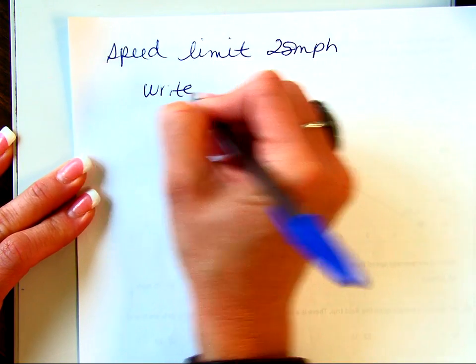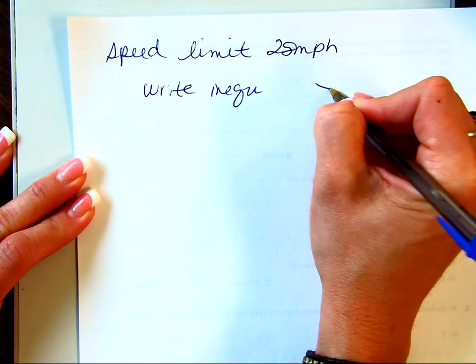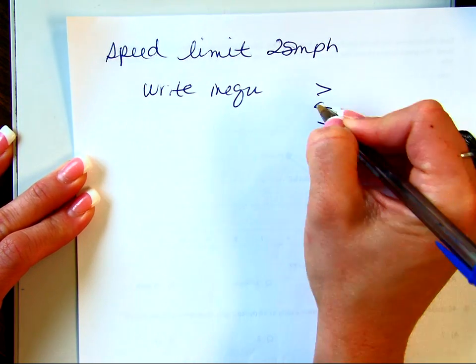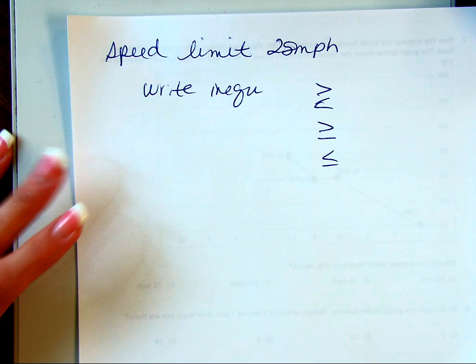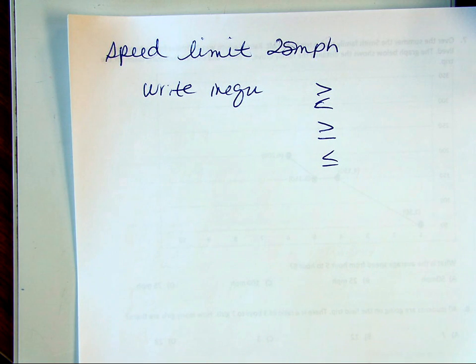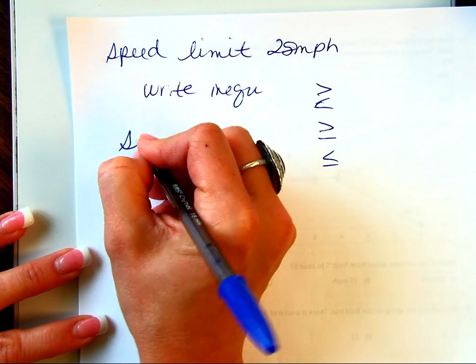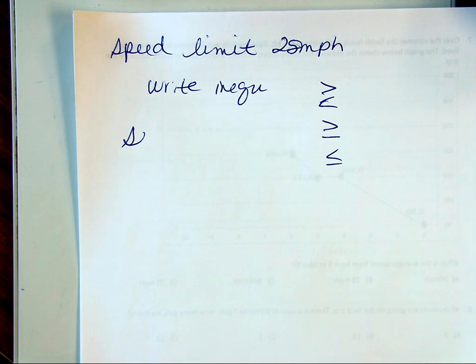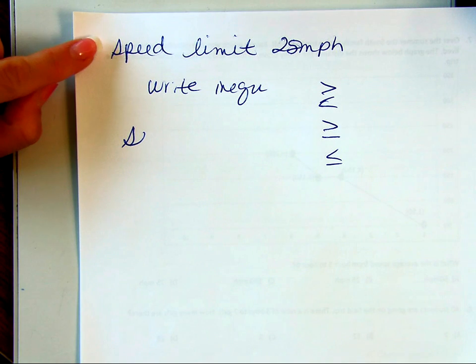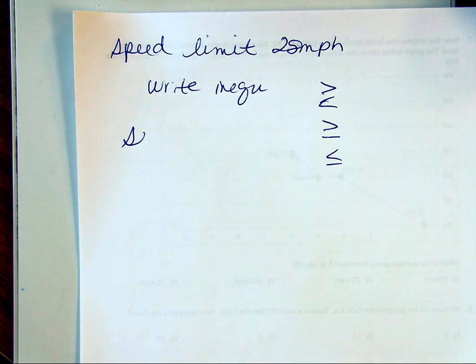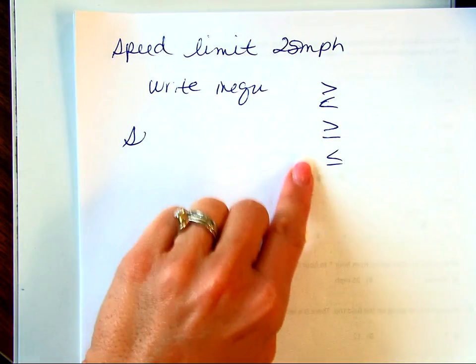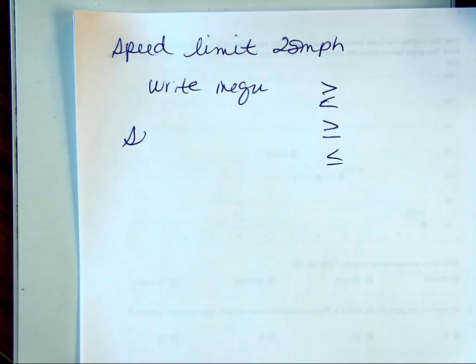Write an inequality, meaning using one of these symbols to show that scenario. We'll use the S for your speed. We'll use the cursive S because it would look like a 5. So if your speed limit, what does a limit mean? It means you can't go over, but you can go under. Which one of these means you can't go over, but you can go under?